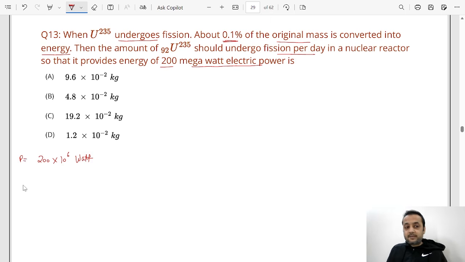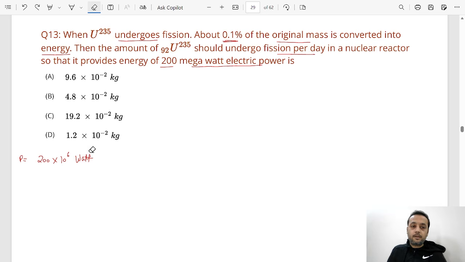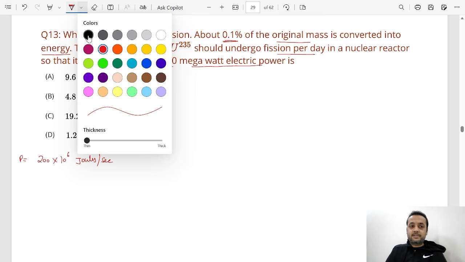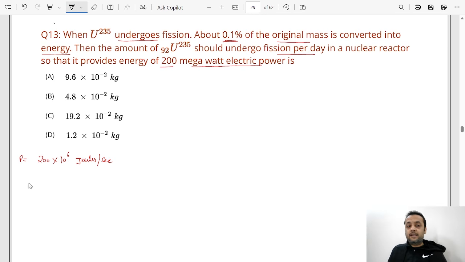That means the energy produced per second should be this. Watt means joules per second. Yes or no? Watt means joules per second. So that is the meaning of watt. That means if I ask you how much energy will be produced per day, you can say that energy produced per day will be power into time.